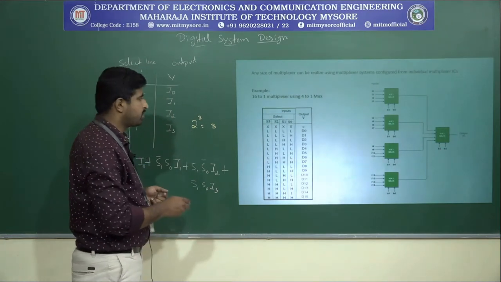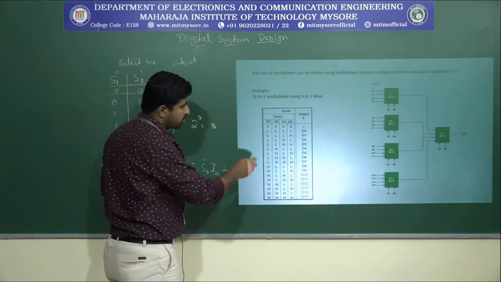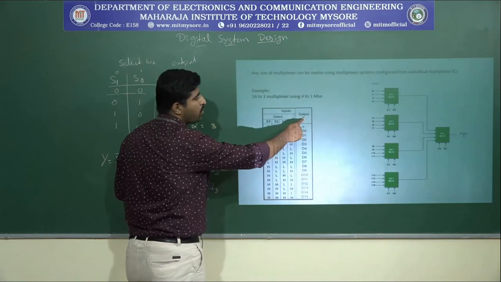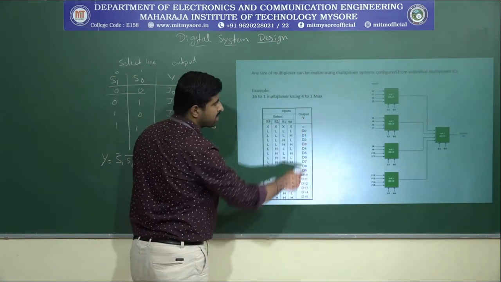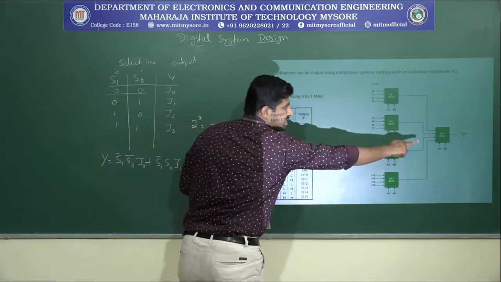Okay, so you can see the table here. When S3, S2, S1 are 0, 0, 0, then D0 will be selected as the output. Here D0 is represented as I0, so that means I0 will be available as an output.